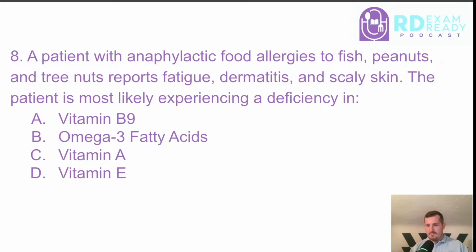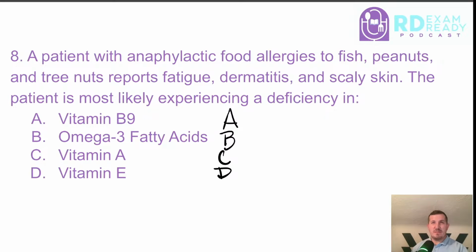All right. So for this, let's write out our process of elimination here. A, B, C, and D. Let's go back to that. All right. So fatigue, dermatitis, scaly skin, and then they can't eat these types of foods.